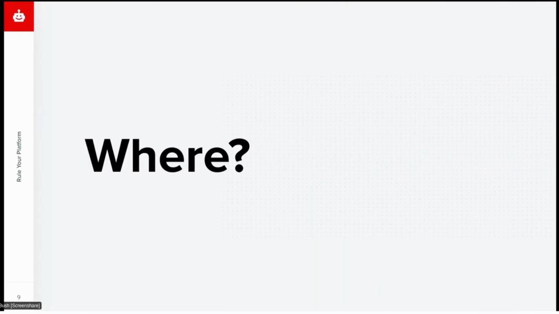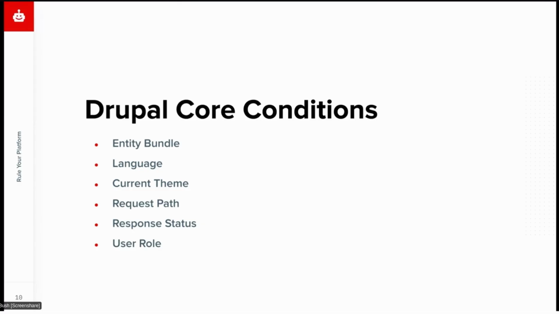So where do we use these things? At the moment, Drupal core comes with, and there may be newer ones since I started this, entity bundles, languages, as I said, what theme you're currently viewing the site in, what the current request path is, also response status, so you can put different blocks on if it's a 403 or a 404 page, and user role as well. So you can evaluate conditions based on if someone is an administrator or just a lowly anonymous user.